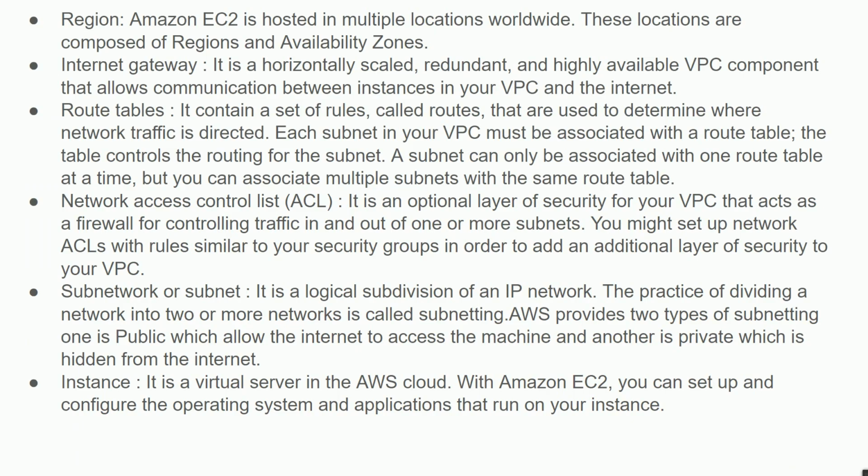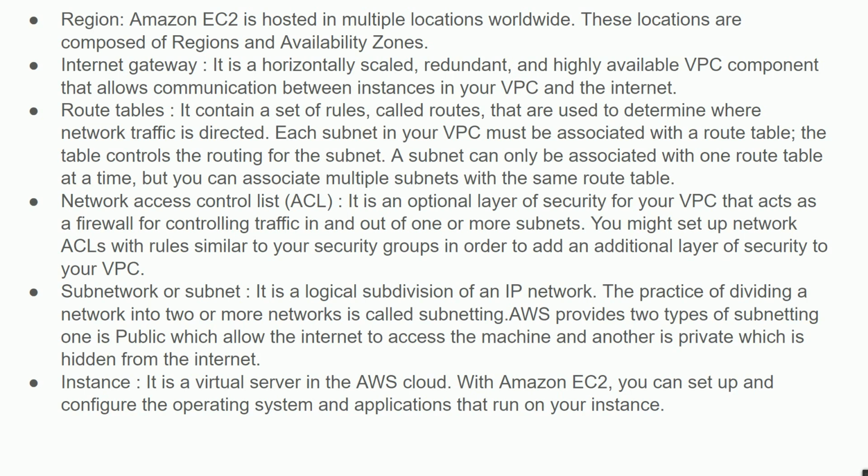So all the things I explained earlier, let me just go over once again. Region: as I mentioned, Amazon EC2 is hosted in multiple locations worldwide. These locations are composed of regions and availability zones. Internet gateway: it is a horizontally scalable, redundant, and highly available VPC component that allows communication between instances in your VPC and the internet.